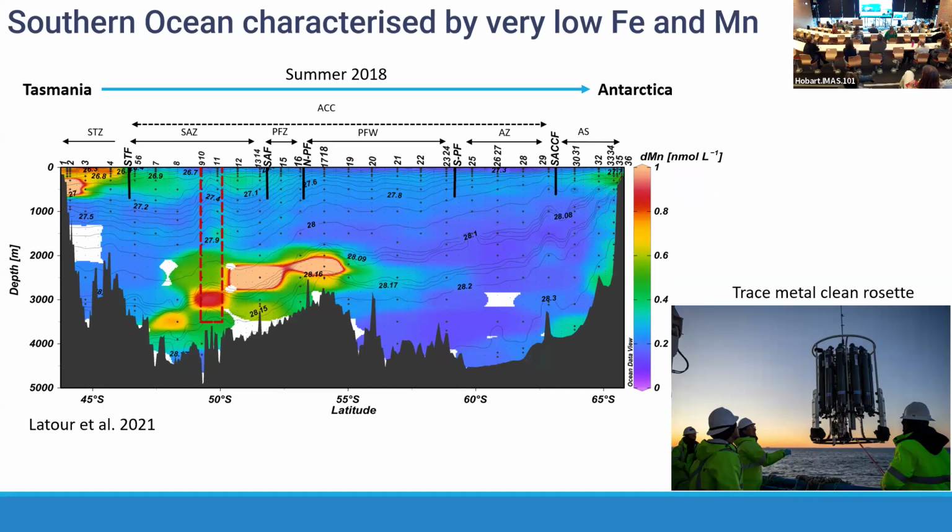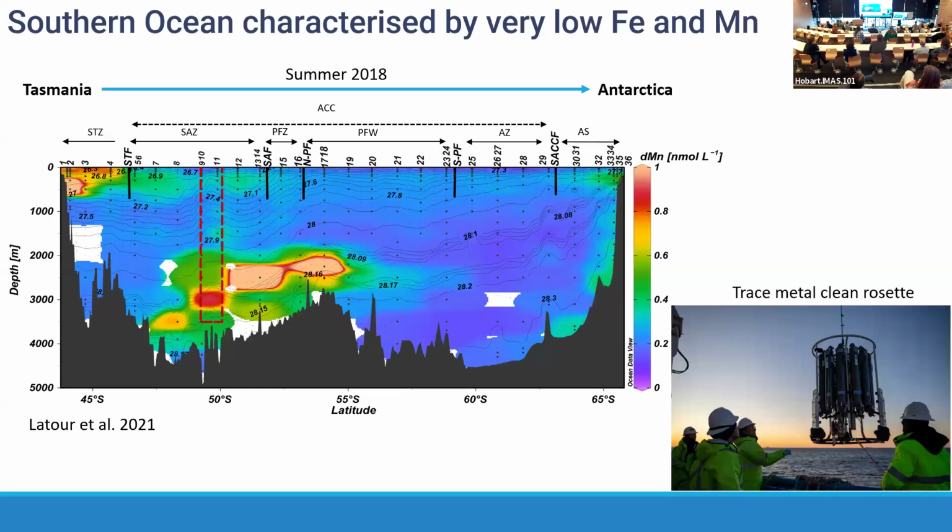So this is going from Tasmania on the left to Antarctica on the right. Again, the color is showing the concentrations. And here you can see that the blue means that the concentration is really low. And you can see that along this full transect, most of the manganese concentrations are extremely low. You can see some increase along the coast, so near Tassie and near Antarctica.